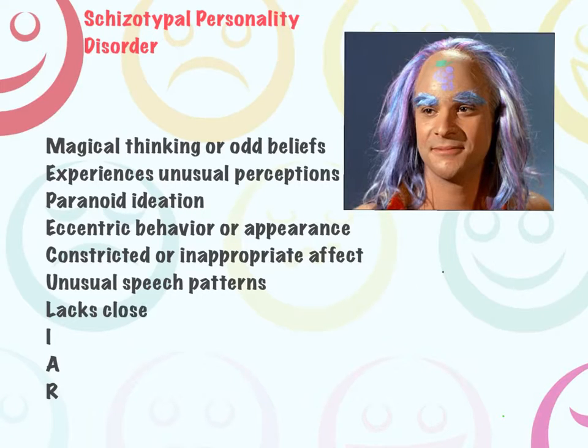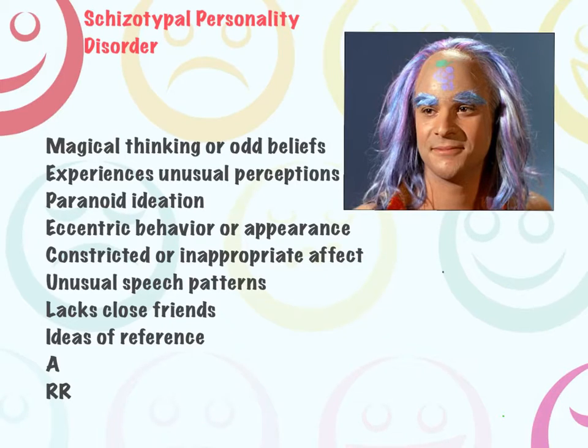Lacks close friends. Again, if you start thinking about people you know who might display some of these characteristics, unless they find people who are just like them, they're really not going to form close friendships. Because a lot of people sort of feel awkward around them. And honestly, sometimes the conversation that a schizotypal personality might have is not of interest to most people, so it's hard for them to relate to others.